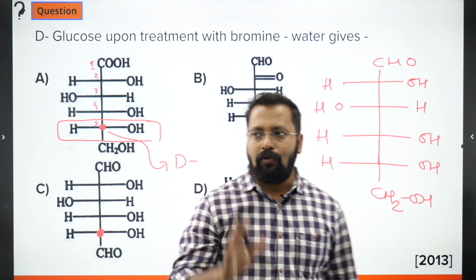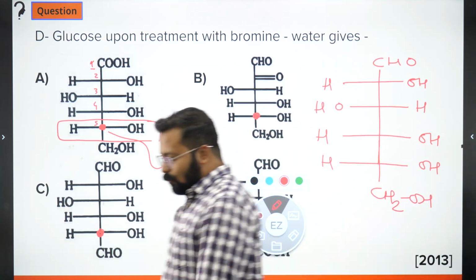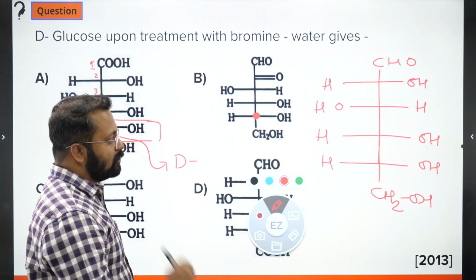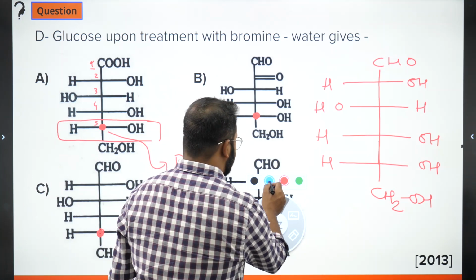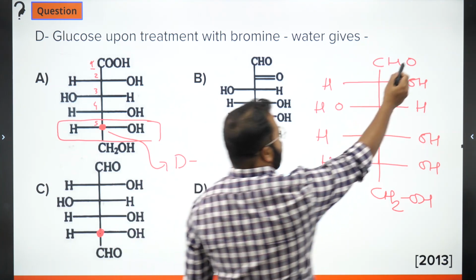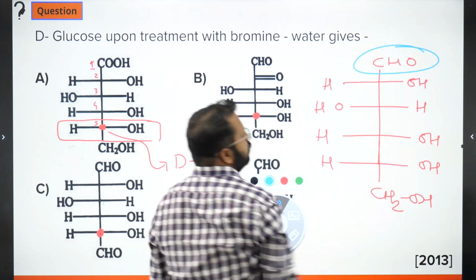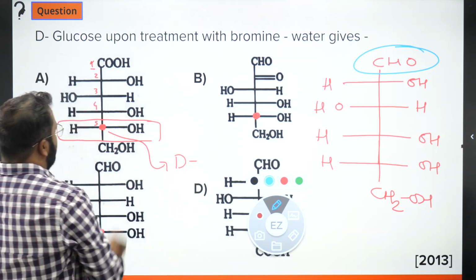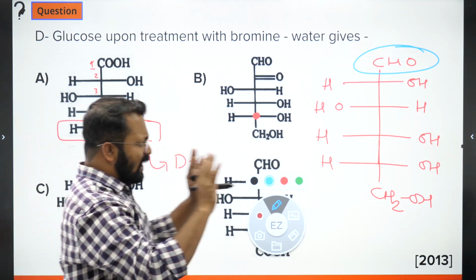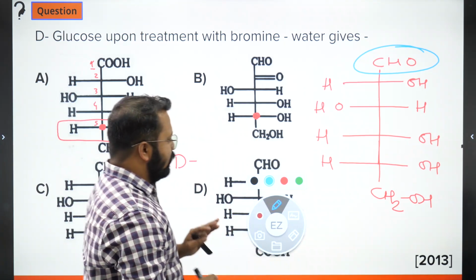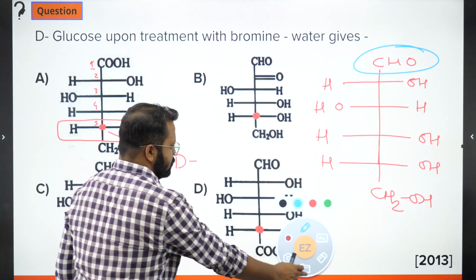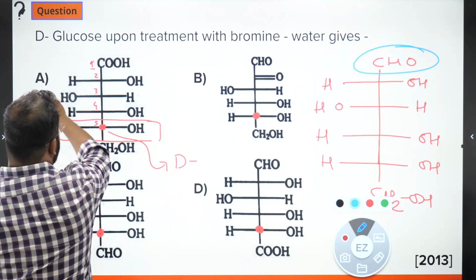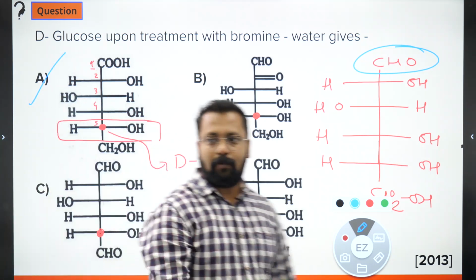This is our molecule of glucose. If our molecule of glucose is being treated with bromine water, which acts as a weak oxidizing agent, then this group is oxidized to COOH. बाकी सारी चीजें exactly वैसे रह जाती हैं. Nothing else gets affected. So the right answer should be A.